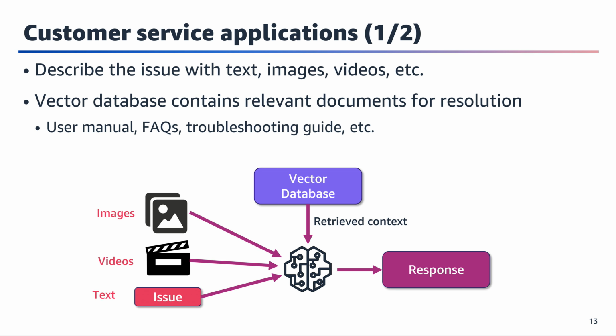The system utilizes a vector database, which is essentially a knowledge base containing all relevant documentation, from user manuals to FAQs and troubleshooting guides. When an issue is submitted, the system retrieves relevant context from this database. The AI engine then processes both the customer's input and the retrieved information to generate an appropriate response. This combination of customer input, knowledge base access, and AI processing enables efficient and accurate problem resolution.